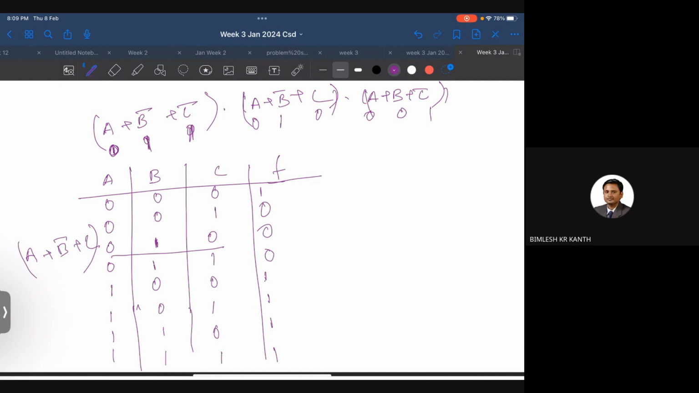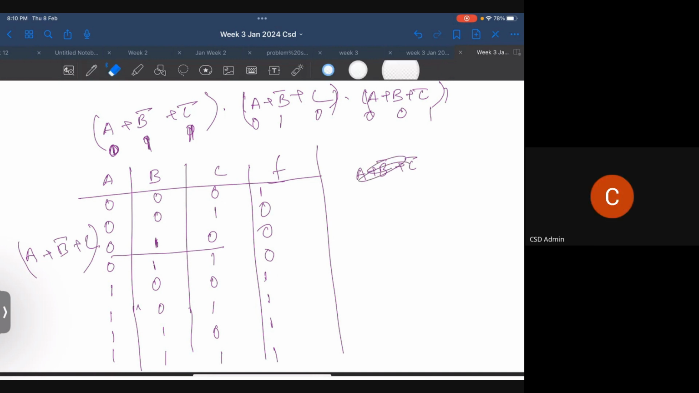Can we write it as A bar dot BC bar dot BC bar, whole to the power bar? I mean the first bracket. The first bracket, can we write that like A bar dot BC whole to the power bar dot A bar dot B dot C bar whole to the power bar? Okay, can we write like that? Just tell me, A plus B bar, A plus A bar dot BC, okay.